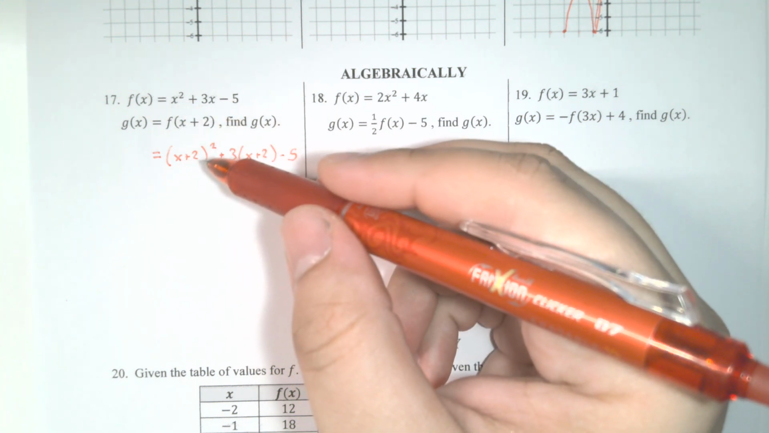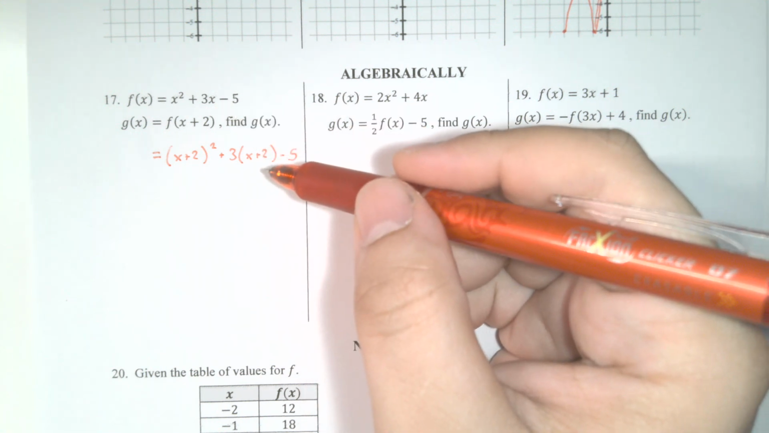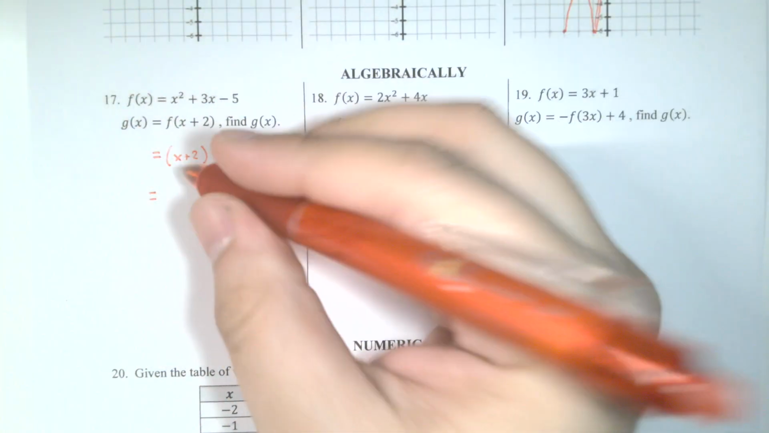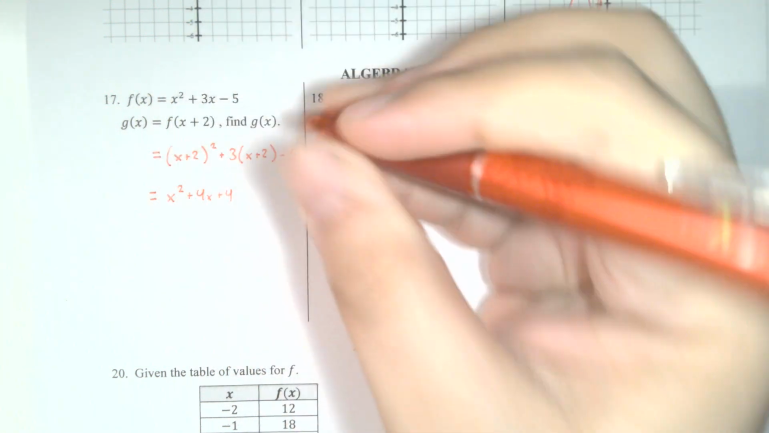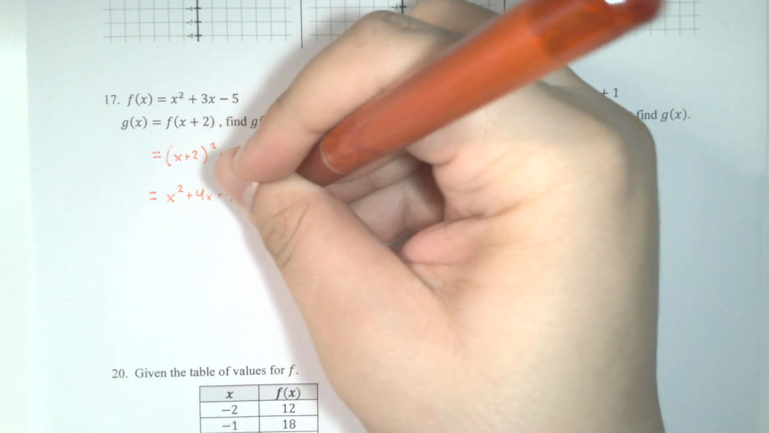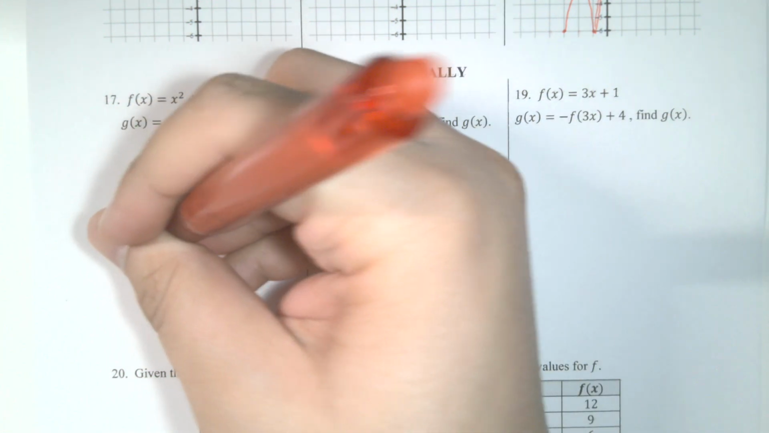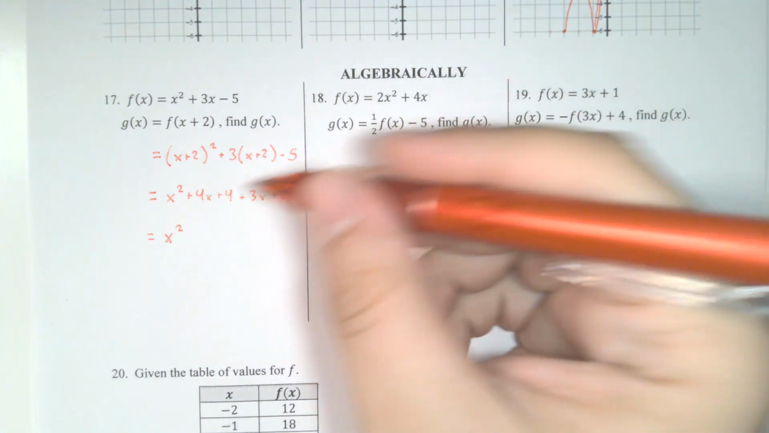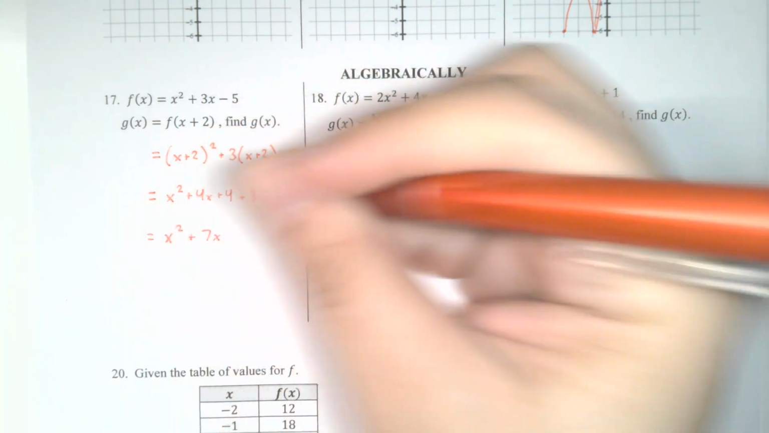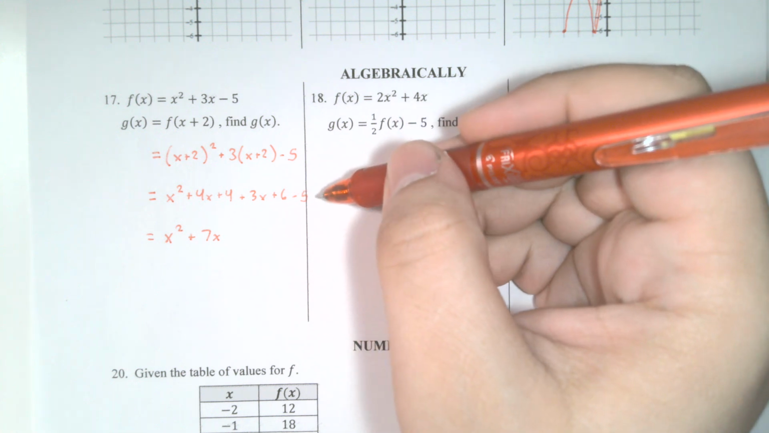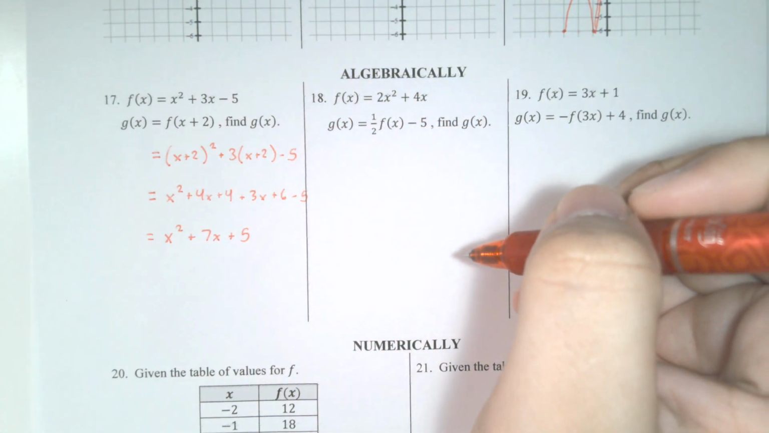So x squared becomes x plus 2 squared. 3 times x becomes 3 times x plus 2, and then we still have the minus 5. And all we have to do now is just simplify this. So x plus 2 squared is going to be x squared plus 4x plus 4, and then plus 3x plus 6, and then minus 5. Combining our like terms, we have x squared, 4x plus 3x is going to be plus 7x, and then 4 plus 6 minus 5 is going to be plus 5. And so that is our new function g of x.